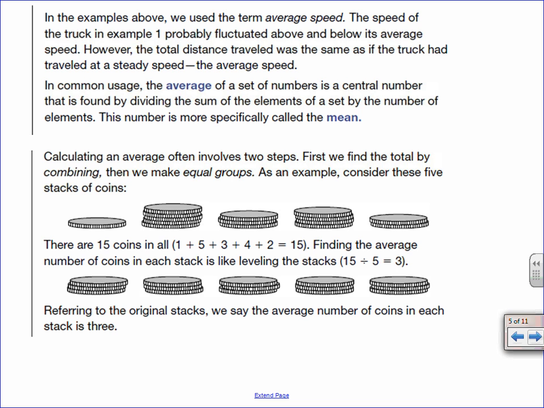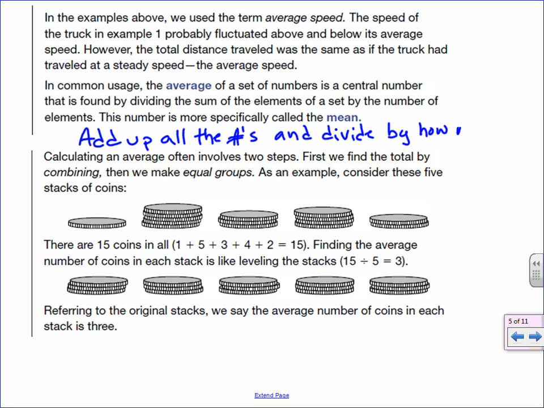In common usage, the average of a set of numbers is a central number that is found by dividing the sum. So you add up all the numbers, sum means addition, and then divide by the number of elements. So you add up all the numbers and divide by how many numbers there are. This number is more specifically called the mean. So you might want to add that to your notes. Add up all the numbers and divide by how many numbers there are.